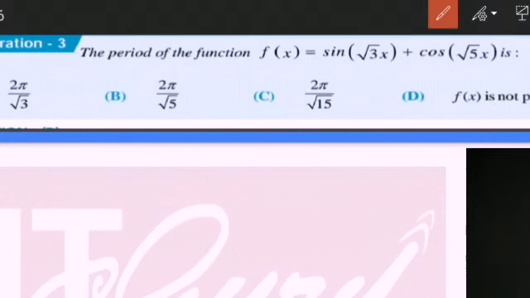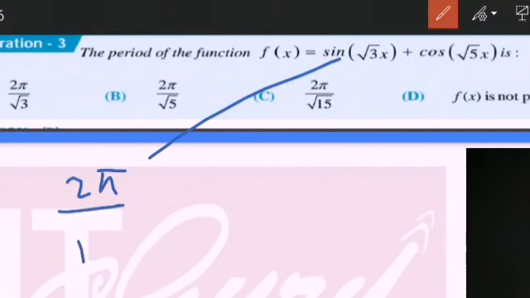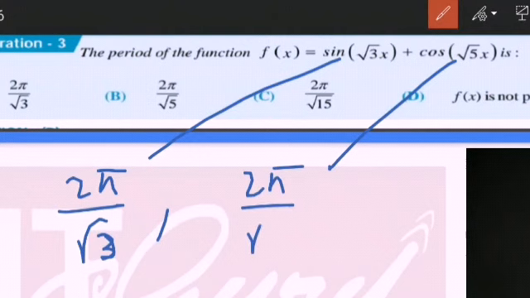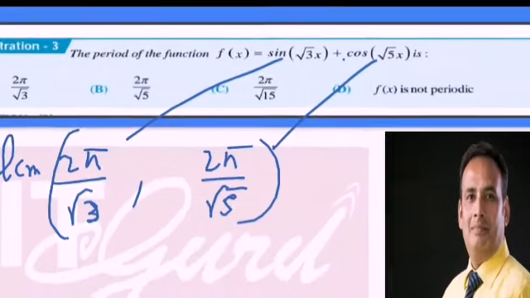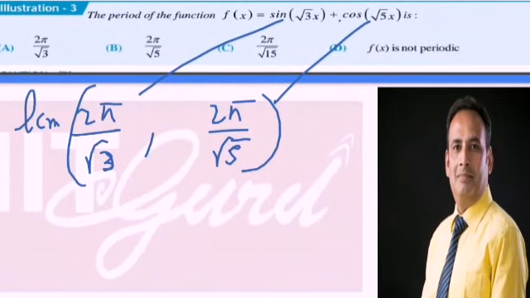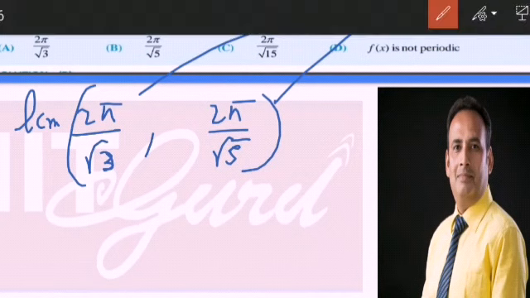So first of all we have to find the period of sine root 3x, that is 2 pi upon root 3. What is the period of cos root 5x? That is 2 pi upon root 5. Now, due to this plus sign, we have to take the LCM of these two. So let's say the LCM of 2 pi by root 3 and 2 pi by root 5.